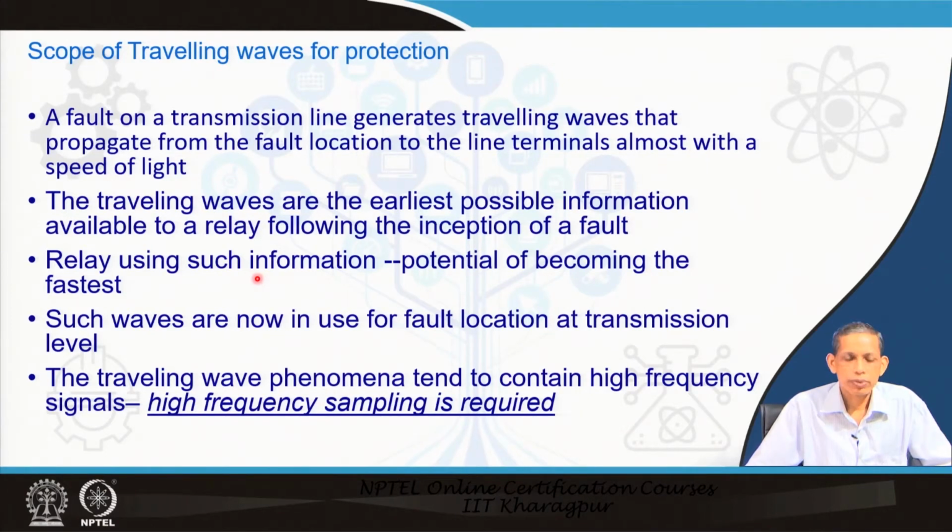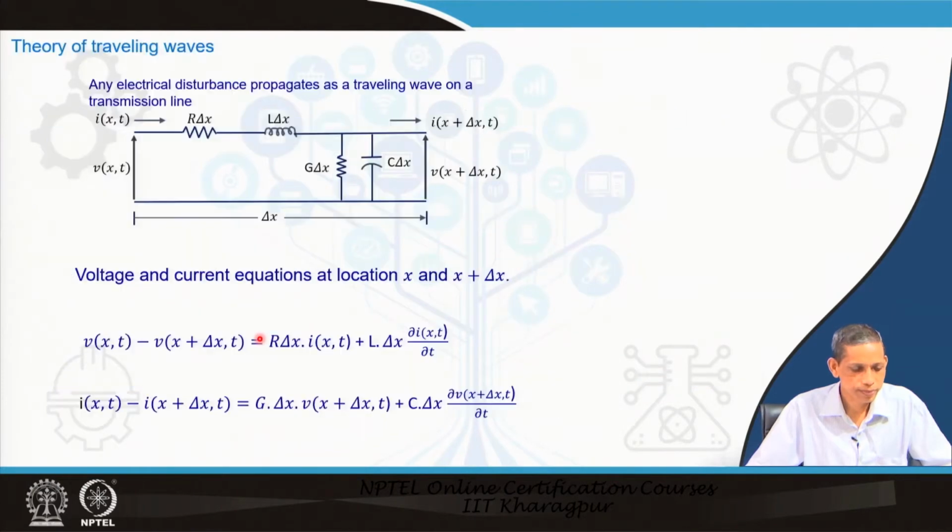However, the travelling wave phenomenon is a high frequency signal, and that is why the associated sampling is much higher than what we discuss in the case of phasor based techniques. That is the major difference between conventional relays and relays or fault locators which we talk about using the travelling wave approach.